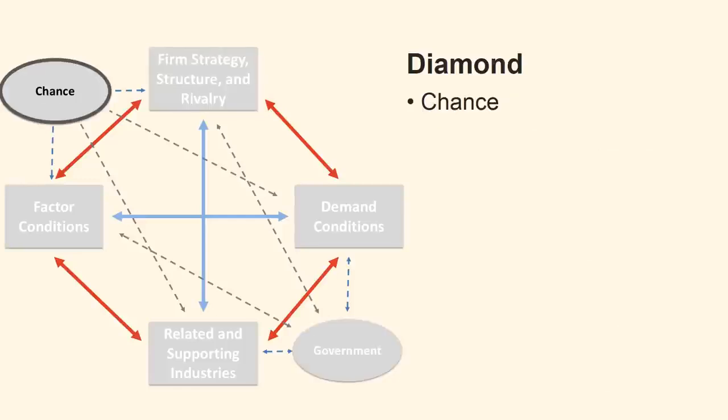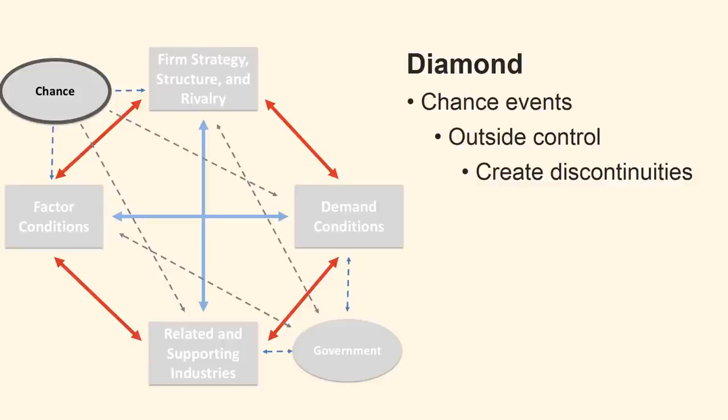Now we shall review the last of the determinants that are influencing the 4 main determinants. This is chance. Chance events are developments outside the control of firms and usually the nation's government, such as pure inventions, breakthroughs in basic technologies, wars, external political developments, and major shifts in foreign demand. They create discontinuities that can unfreeze or reshape industry structure and provide opportunity for one nation's firms to supplant another's.